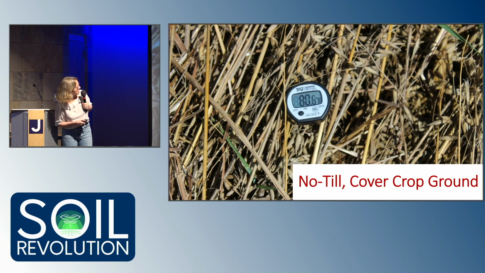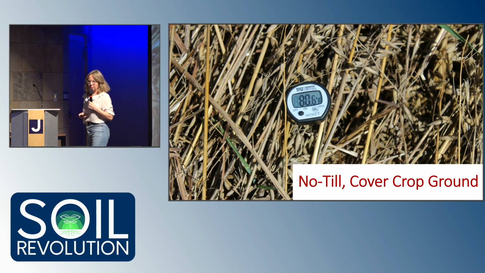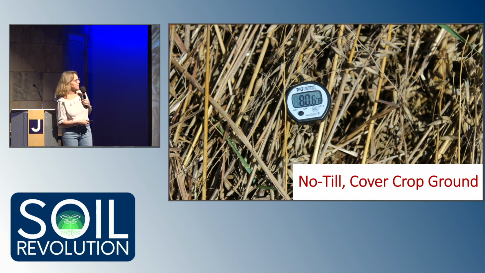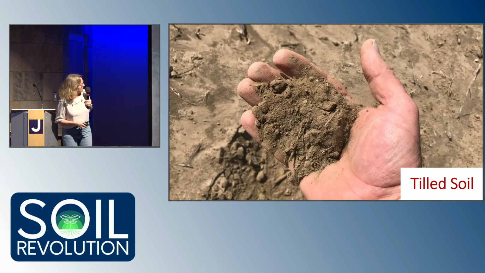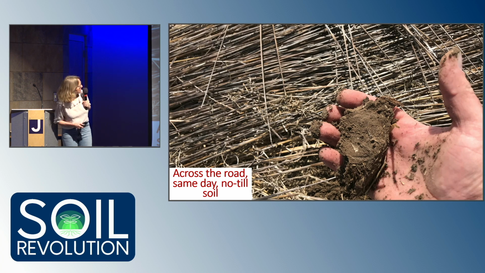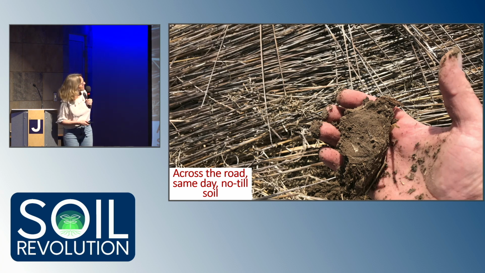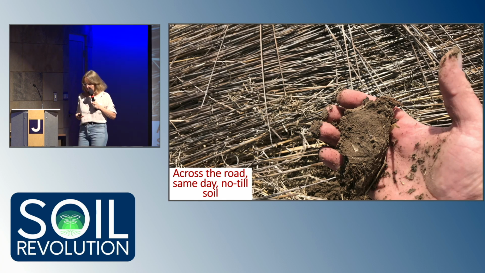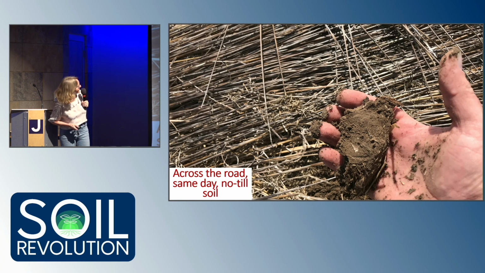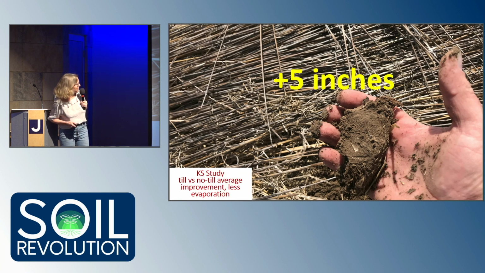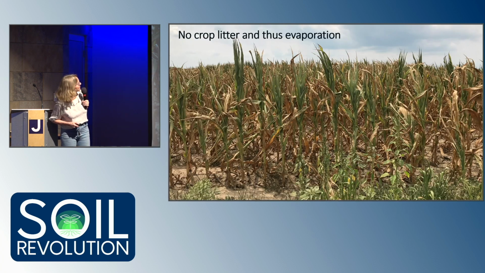And then this is a no-till cover crop ground, right? And what does that say? 80.6, right? So that alone is dramatic, and we know that this has a lot to do with evaporation. So this is tilled soil, and then right across the street, same soil, you can squeeze it on the same day. You want to get the farmer and squeeze them, but you don't because you understand they have safety trauma. Okay, so with 5 more inches, right, that's a lot of water.